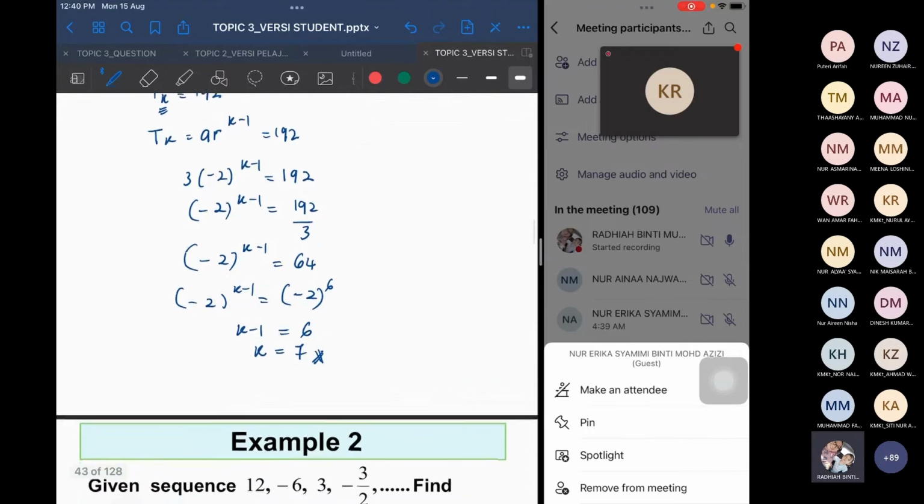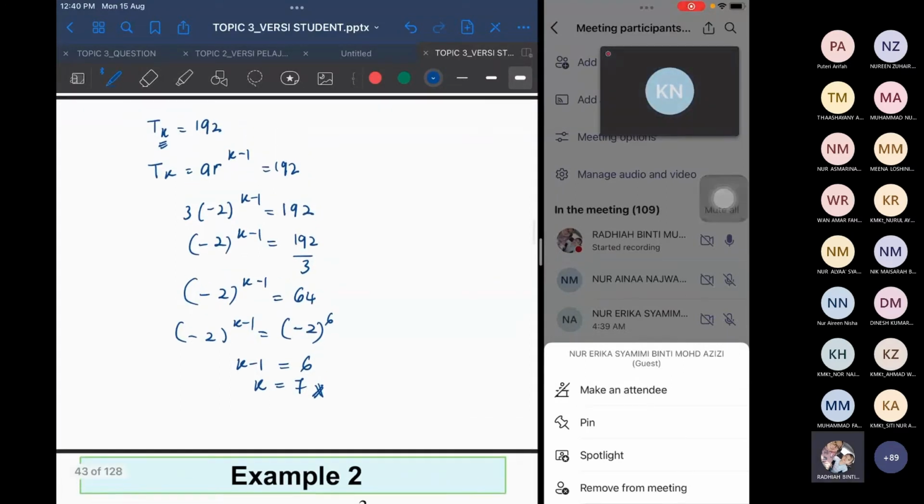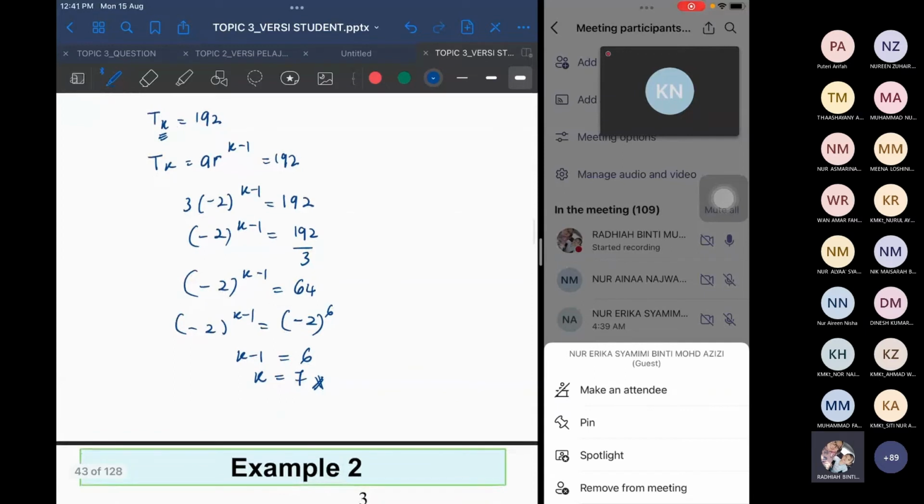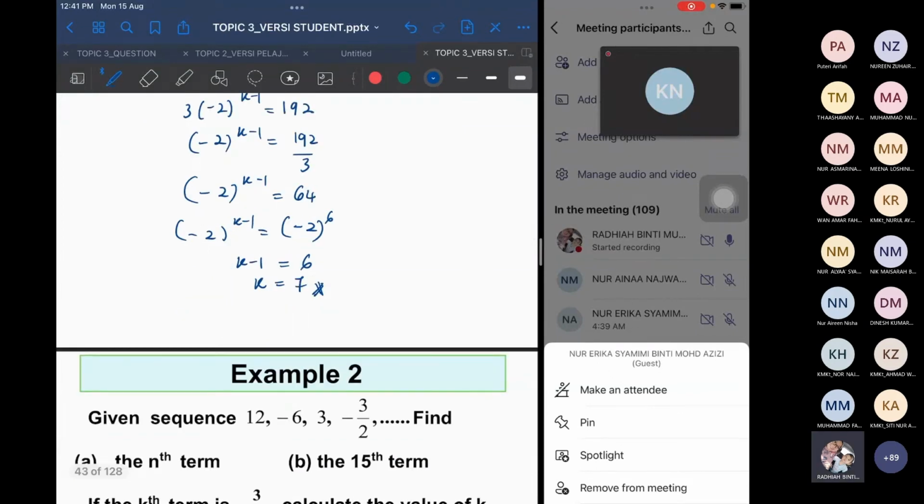Madam, dia boleh guna log tak? Guna log boleh, tapi benda yang lebih mudah ni kita boleh guna indices lah. Kalau awak rasa benda tu dia macam boleh solve by indices, guna indices lah. Kalau rasa benda tu tak boleh nak solve by indices, kita akan guna log. Boleh?